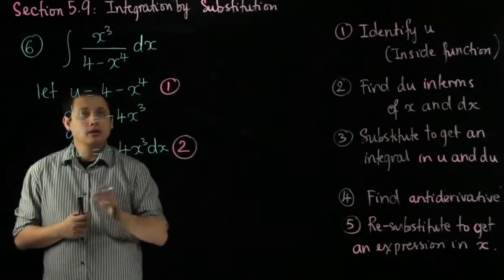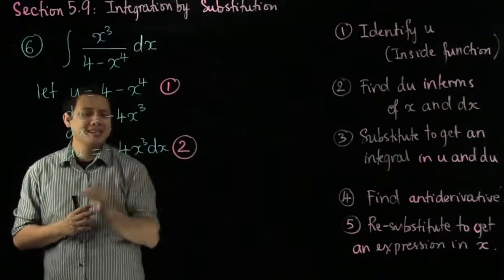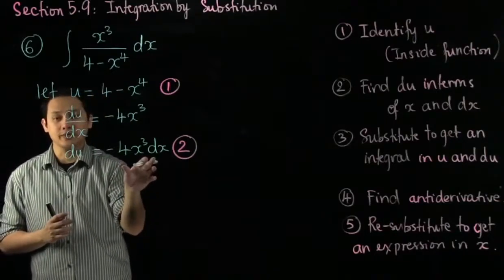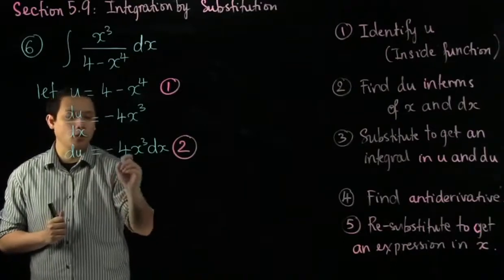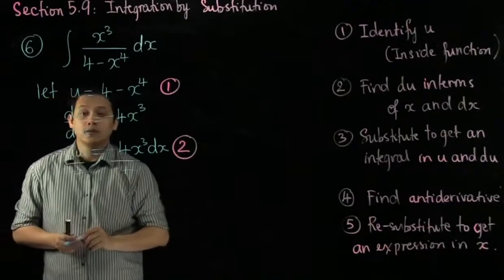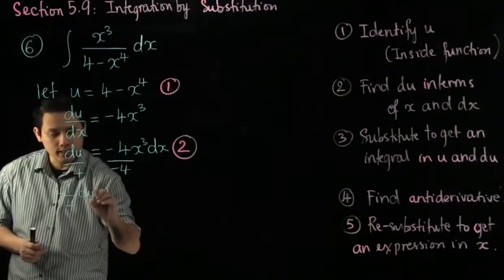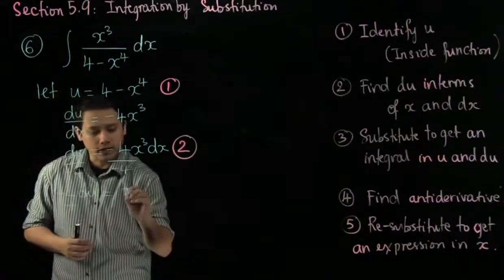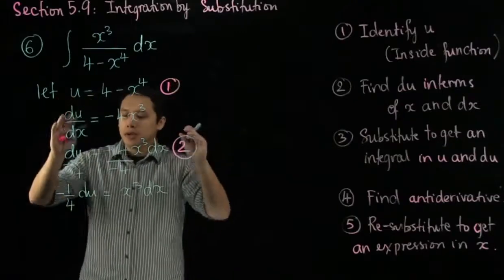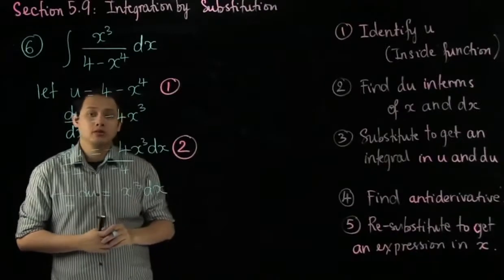But from here, you look at the original integral and you see that I have x cubed dx left. But for du, I have minus 4x cubed dx. I want to get rid of negative 4, so you need to divide both sides by negative 4. You end up with negative 1 over 4 du equal to x cubed dx. Now you substitute u and something related to x dx back into the original integral.